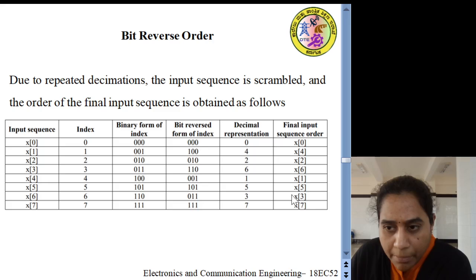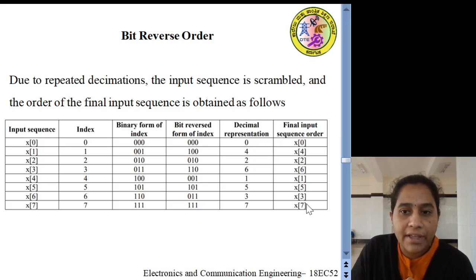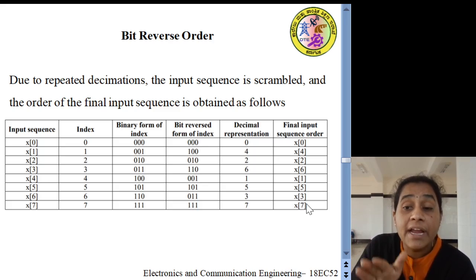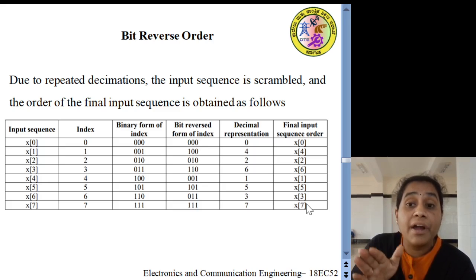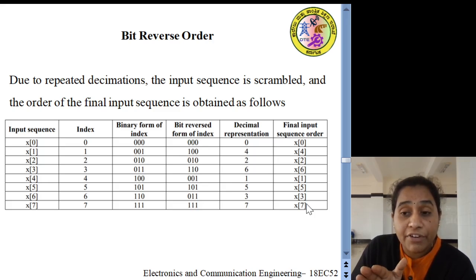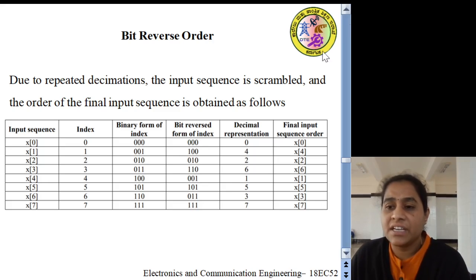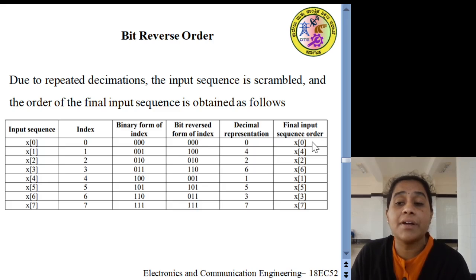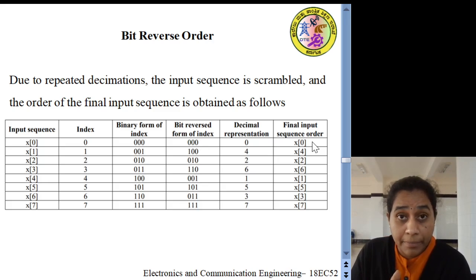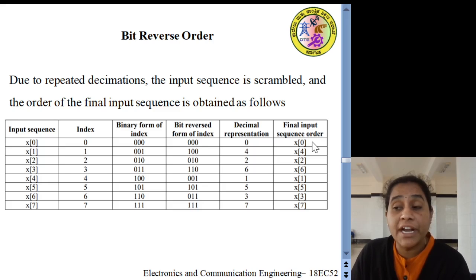So this bit reversal order sequence is what we give as input to the 8-point DIT FFT algorithm. It's not just giving this one. For giving this particular input, we need an algorithm called the bit reversal order algorithm, and that algorithm has to be supported by the addressing mode. Our digital signal processor supports this bit reversal address mode.